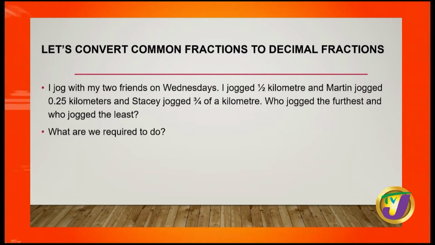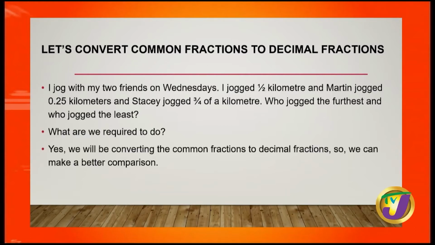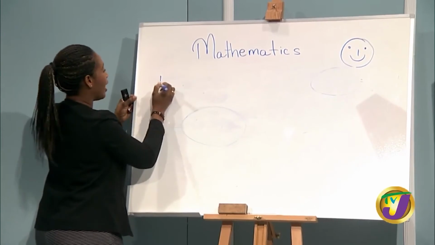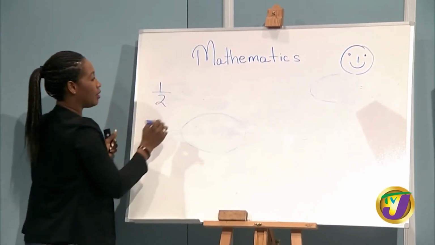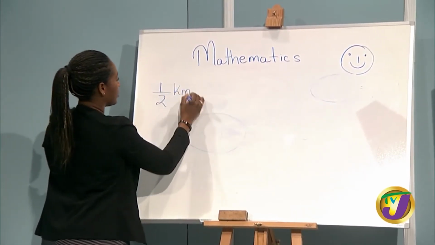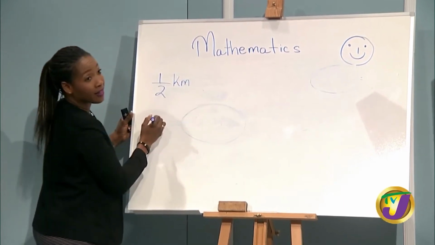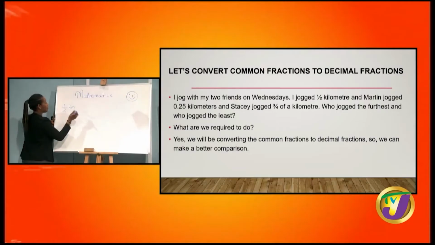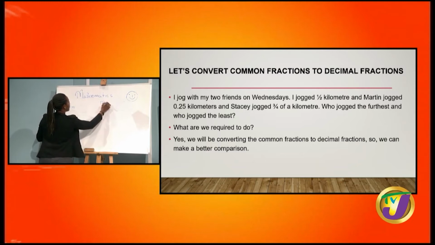So here we go. Let us begin. So the first fraction we have, I traveled half a kilometer, right? And then who traveled? So we know that Martin had traveled, Martin I should say. Martin had traveled what?